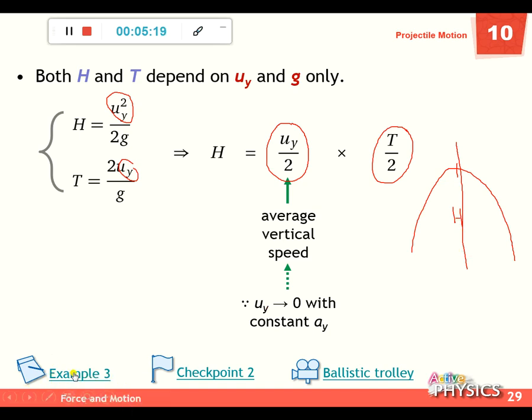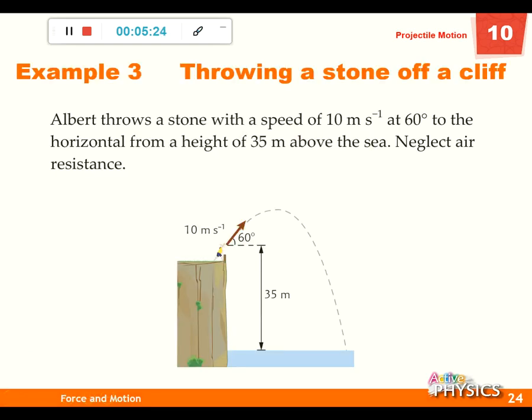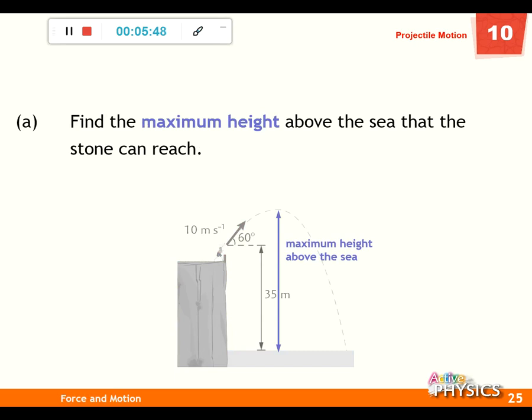Now look at example 3. Throwing a stone off a cliff. Once again, look at this question. We know that the projecting angle is 60 degrees, the projecting speed is 10, and then we want to find out this. This one will go to the sea. This cliff's height will be 35 meters. Now look at A. What's your maximum height?